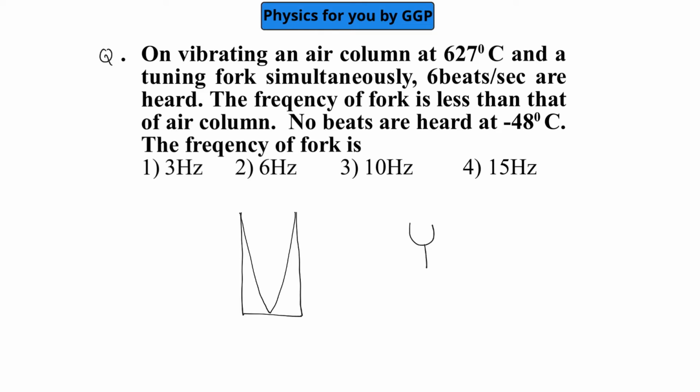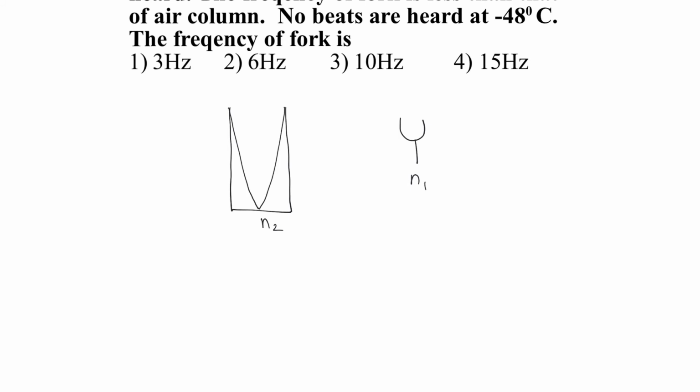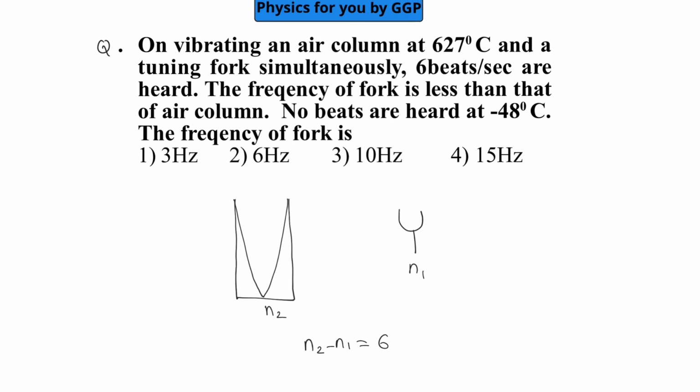So let's say this tuning fork is vibrating with the frequency N1 and this air column is vibrating with the frequency N2, and it is given that the frequency of fork is less than that of air column, and the beat frequency is given as nothing but 6. So we can write N2 minus N1 is equal to 6. The frequency of fork is less than that of air column.